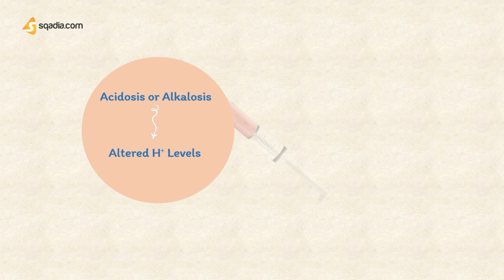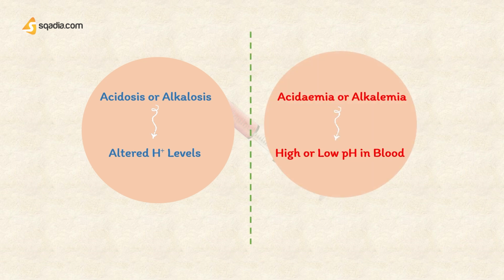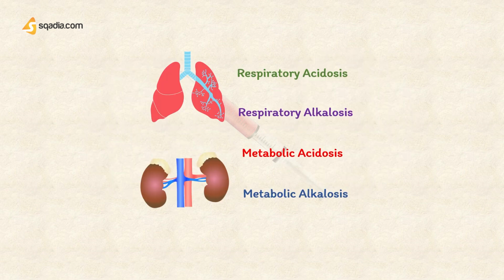Now, acidosis or alkalosis refers to the disorder altering the hydrogen ion levels, while acidemia or alkalemia refers to the presence of high or low pH in the blood. So someone can have acidosis without acidemia if there is a mixed disorder. So the terms are different and mean different things, and it's best you understand the difference now. Now let's go into the disorders.